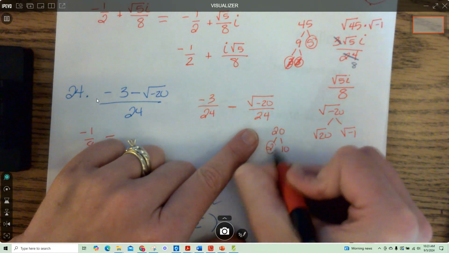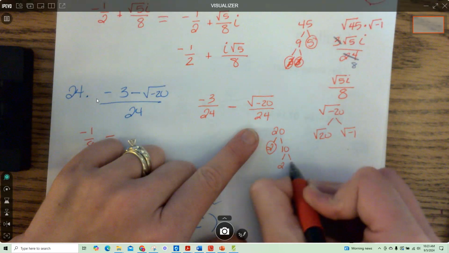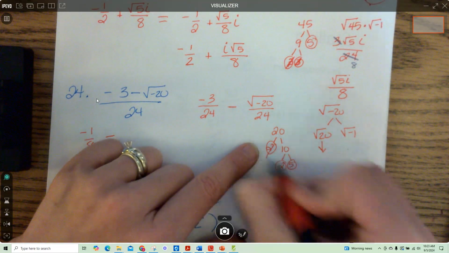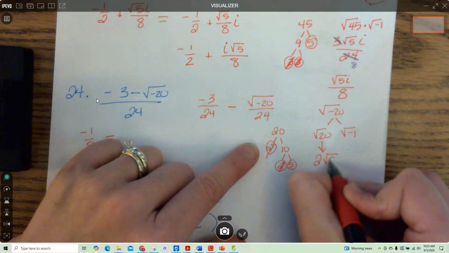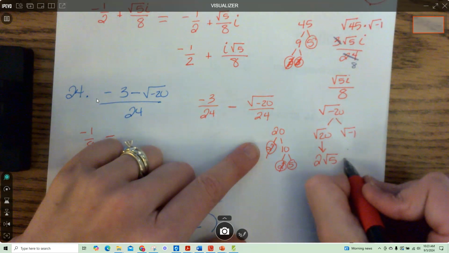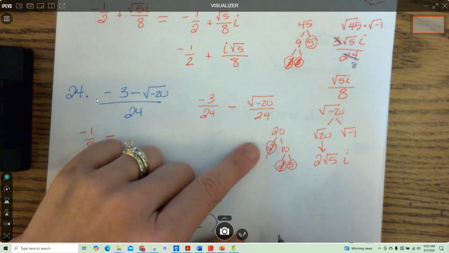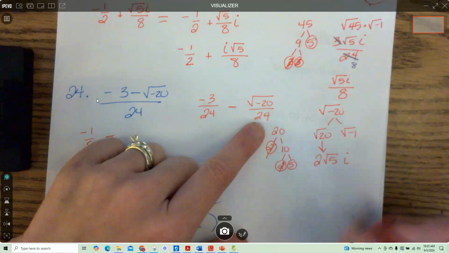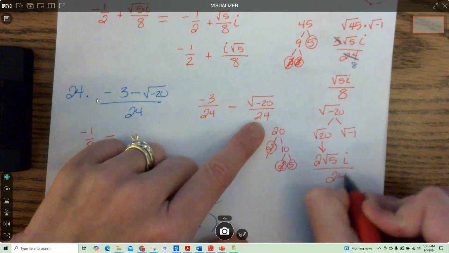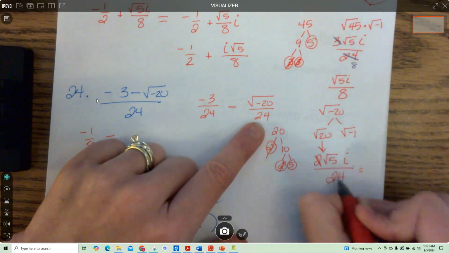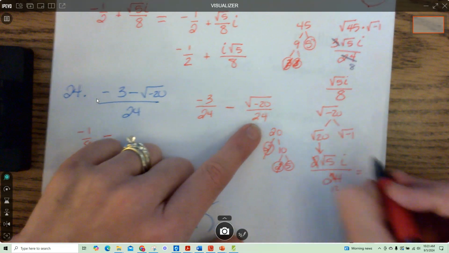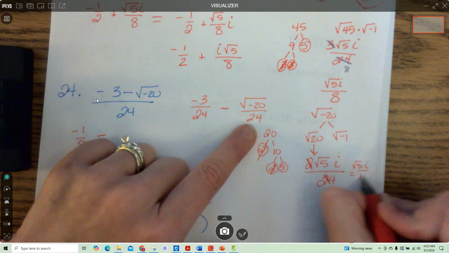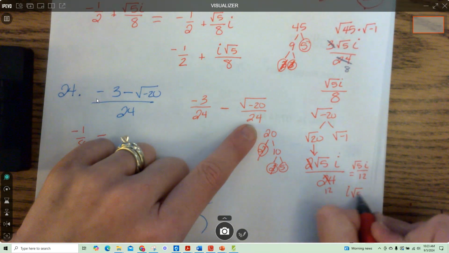2 times 10, 2 is prime. 10 is 2 times 5, 2 is prime, 5 is prime. So this I can rewrite. So there's my pair, and then this would be the i. And then that's still over 24. If we factor out the 2, we'd be left with a 12. So we would have, and again, I just don't know what form he wants. It may be like this.